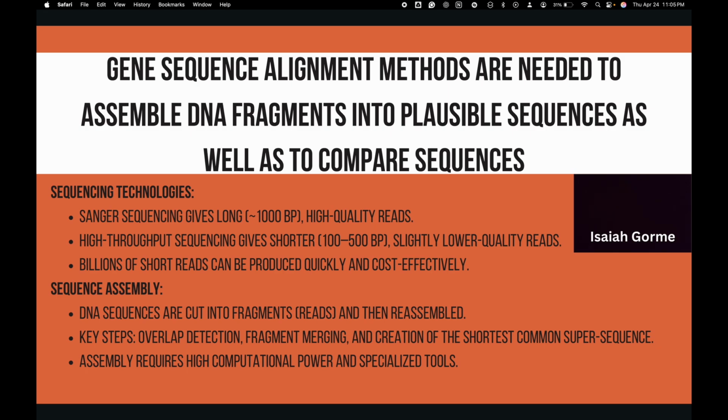Gene sequence alignment methods are needed to assemble DNA fragments into plausible sequences as well as to compare sequences. Sequencing technologies: Sanger sequencing gives long, high-quality reads. High-throughput sequencing gives shorter, slightly lower-quality reads. Billions of short reads can be produced quickly and cost-effectively. Sequence assembly: DNA sequences are cut into fragments and then reassembled. Key steps are overlap detection, fragment merging, and creation of the shortest supersequence.